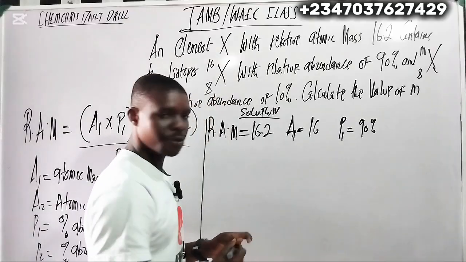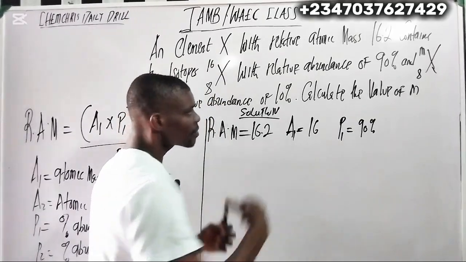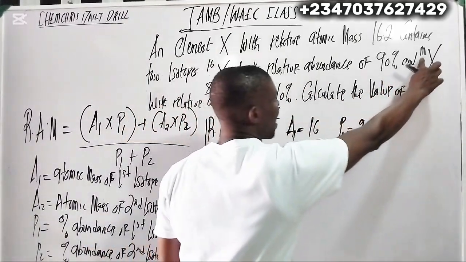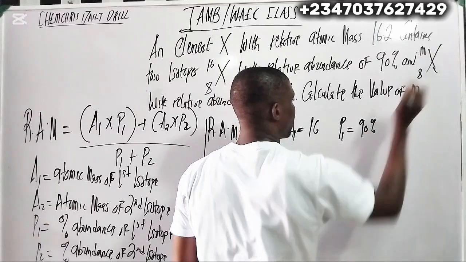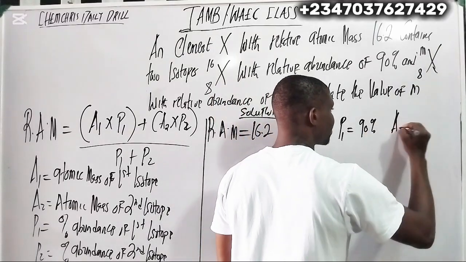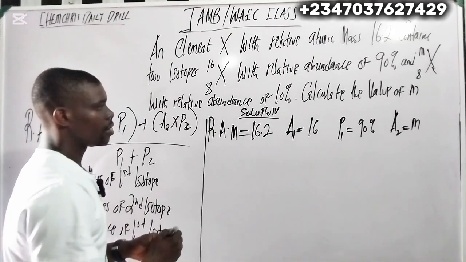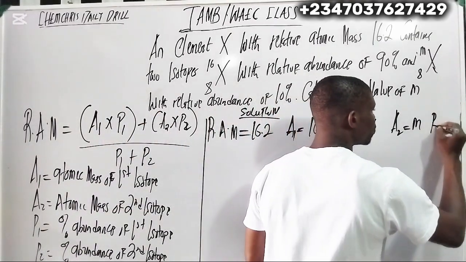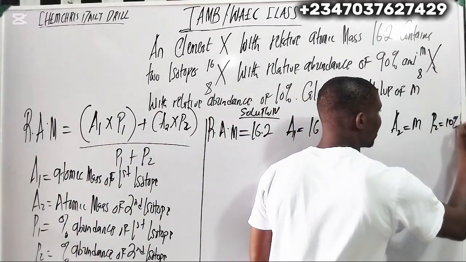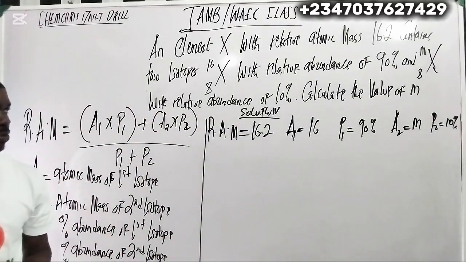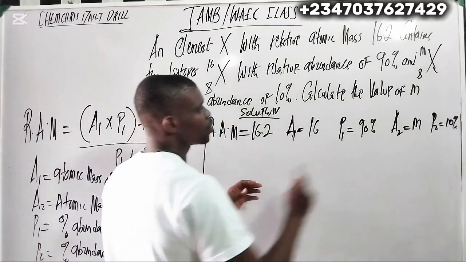90%. 90 what? Percent. Just that. Then M, this guy is my what? A2 to be what? M. A2 is not my M. Then my P2 is what? It is 10%. So now they're asking us to look for M.